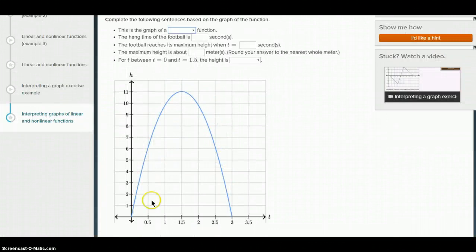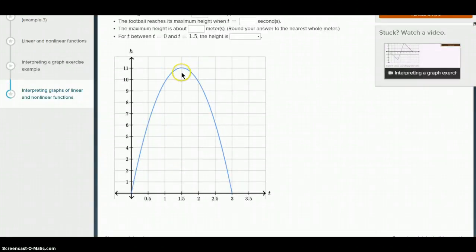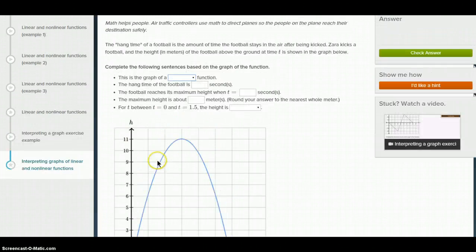Alright, so let's look at this graph. So we have another parabola pointing in the negative direction, and it has an apex at (1.5, 11). Alright, let's check this out.